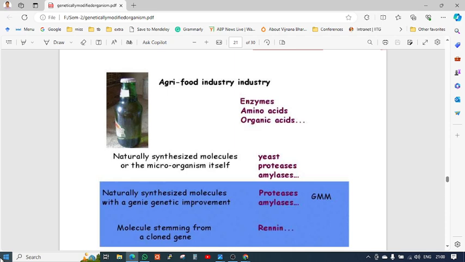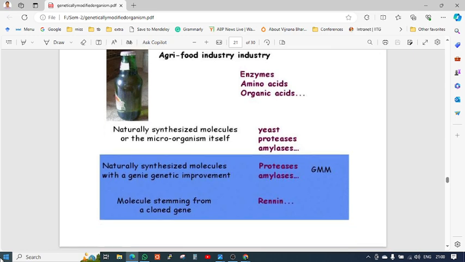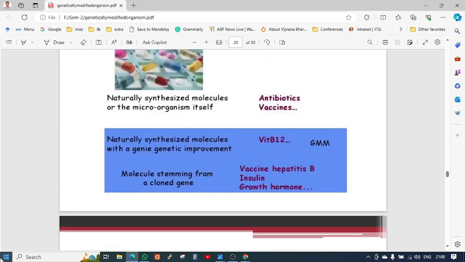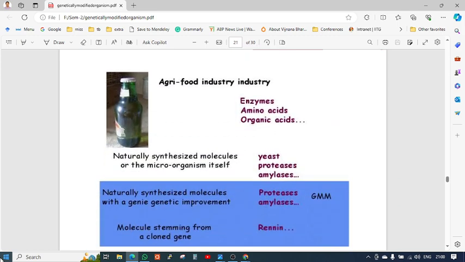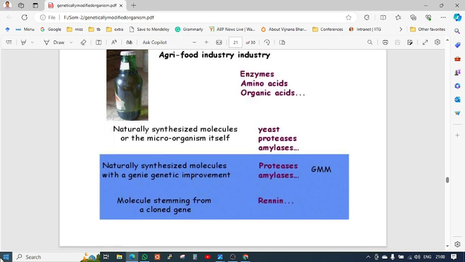Enzymes, amino acids, and organic acids are also produced by GMO. Yeast, protease, amylase, and renin, different amino acids and organic acids can be produced from the different GMOs. Just remember one example where we can use different kinds of GMO for the pharmaceutical industry: we are utilizing them for production of vitamin B12, the hepatitis B vaccine, insulin, and growth hormone. And in the agri and food industry, we are utilizing GMO for production of yeast, protease, amylase, renin, different amino acids, organic acids, etc.